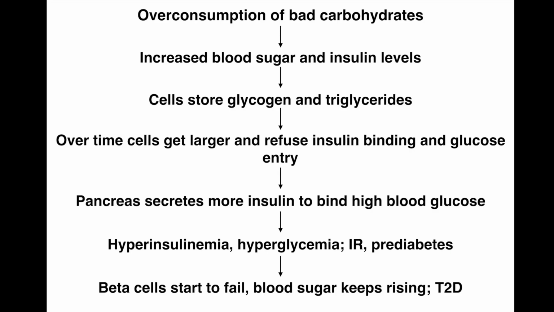Anyways, eventually, the beta cells in the pancreas start failing because they've become exhausted from pumping so much insulin, and as blood sugar levels keep rising, this will ultimately lead to type 2 diabetes. So that was a simplified explanation of how cells can become insulin resistant. I also want to add that insulin resistance is common in most metabolic diseases like obesity, dyslipidemia, metabolic syndrome, hypertension, atherosclerosis, and non-alcoholic fatty liver disease.